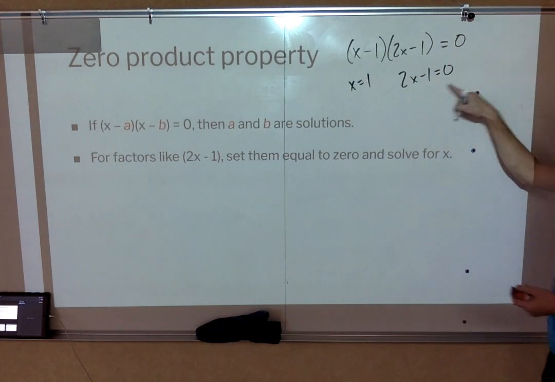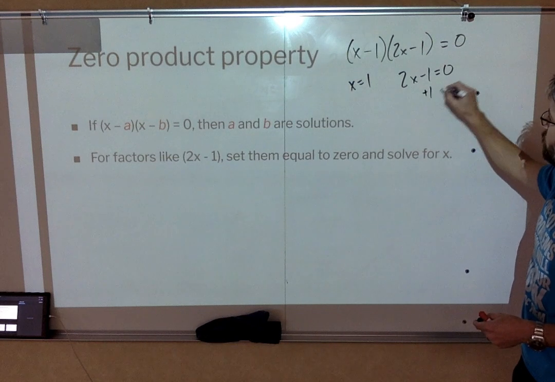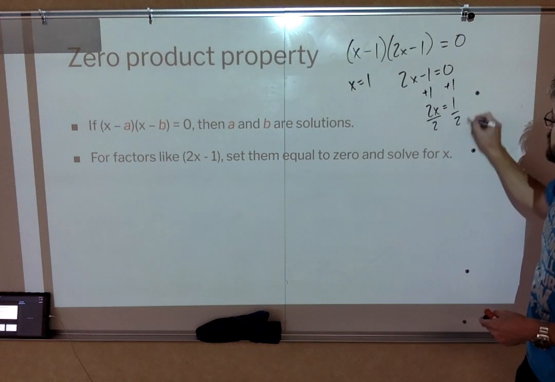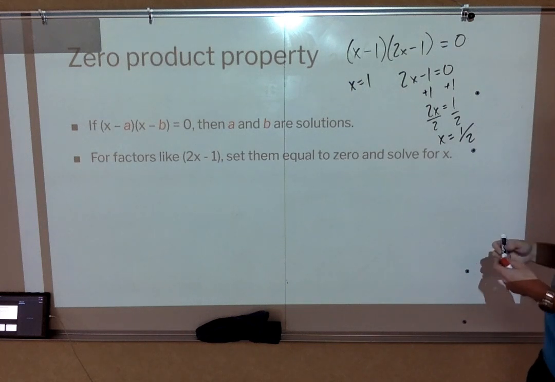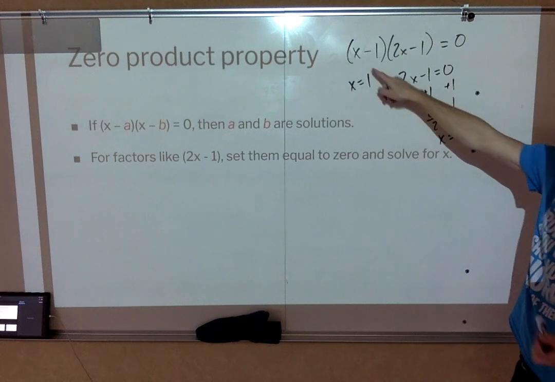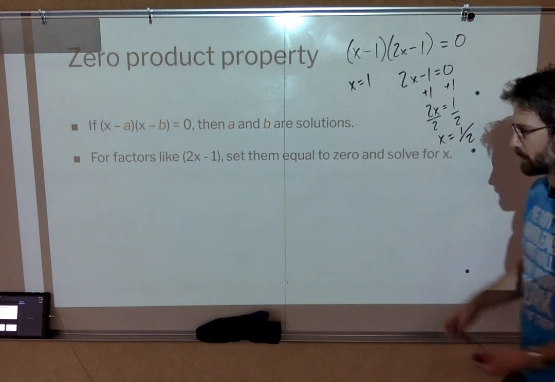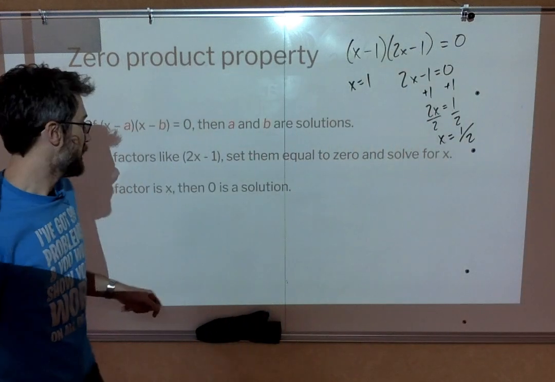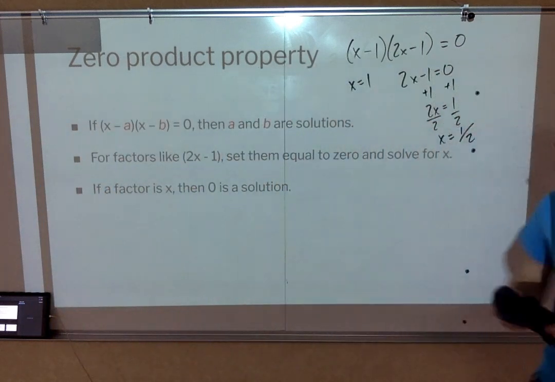I can set that factor equal to 0 and then just do some two-sided equation algebra. Add 1 to both sides, 2x equals 1, divide both sides by 2, and I get x equals 1/2. So my two solutions for this particular one would be 1 and 1/2. One of them easy, I could just flip the sign. One of them a little tougher, I can do a little bit of algebra, but it's something we can all handle.